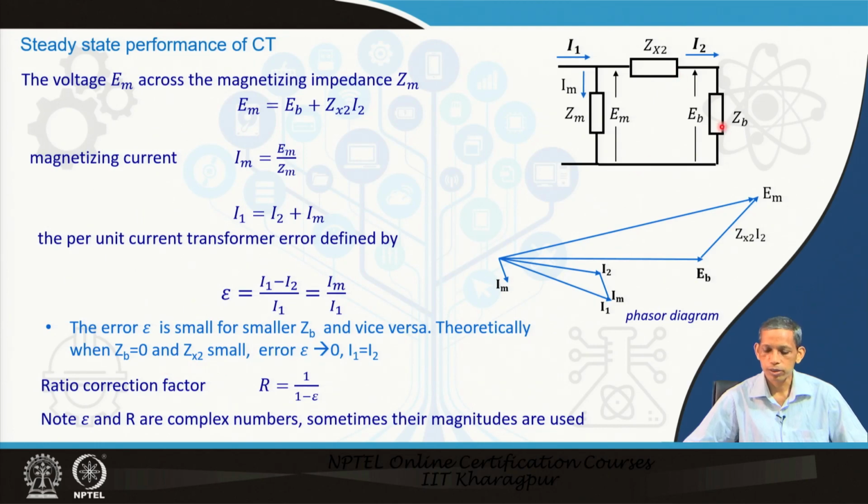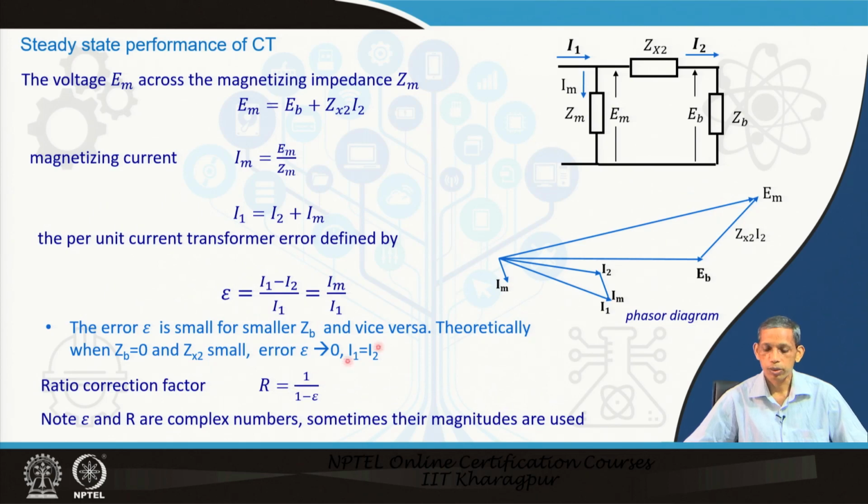Theoretically, when Zb becomes 0, with Zx2 in general small because of the leakage impedance path, then epsilon tends to 0 and I1 will be almost equal to I2. Note that we do not have much control over the Zm part, but we have control over the Zb part, which is the burden impedance in the system for a given CT. The ratio correction factor is defined as R equals 1 upon 1 minus epsilon, with the epsilon we have computed here, which becomes equal to I1 upon I2.